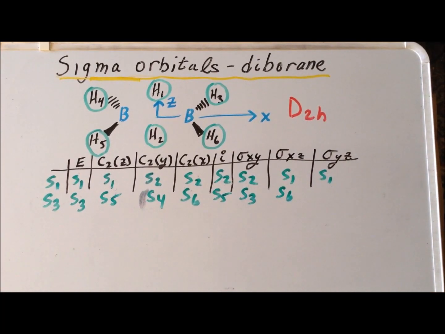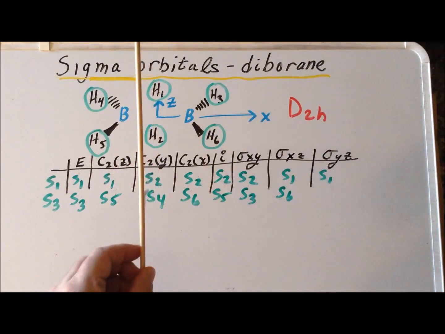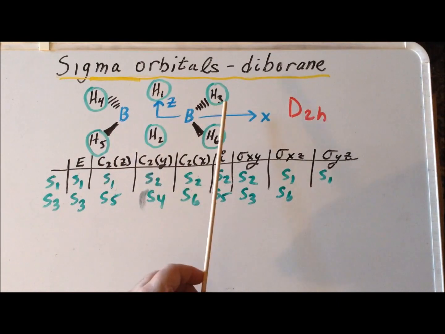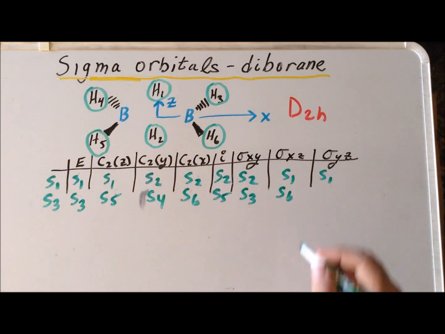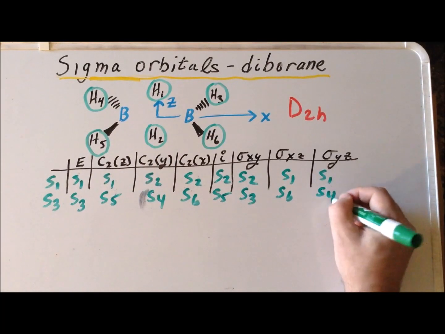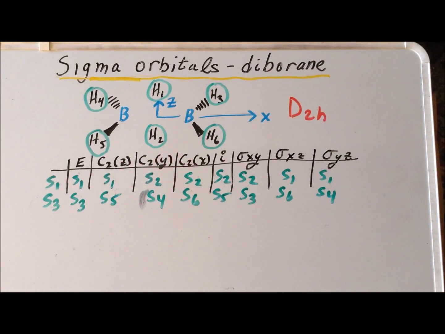And then for the yz plane, that's going to be this particular plane coming out of the board here, that's going to reflect H3 back to H4 on the other side, so that's going to be S4. So here we have a table, and we notice, just to emphasize, that none of the entries in the first row is the same as any of the entries in the second row. So this is confirmation that S1 and S3 are not symmetrically equivalent.